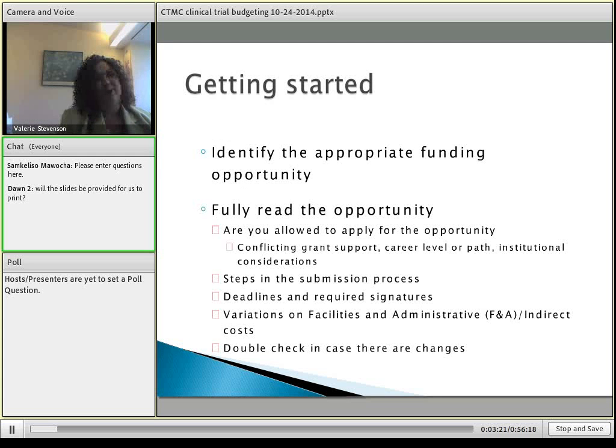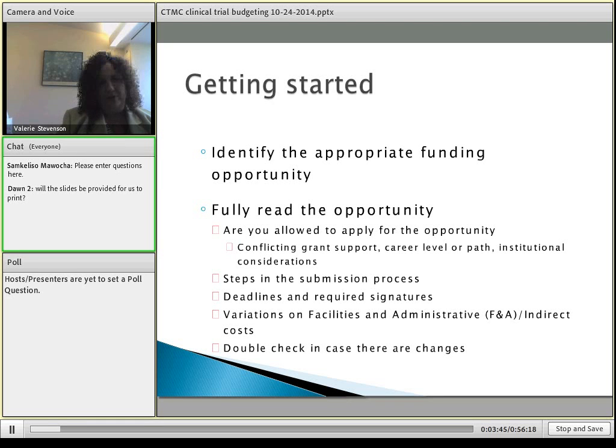So, just getting started, when you first think you have a great idea and you want to apply for a grant, there's all kinds of different funding opportunities. There's those from the NIH, there's the National Science Foundation, there's private foundations. So when you're thinking about your project and the scope of your project, you want to identify the most appropriate funding mechanism for you.